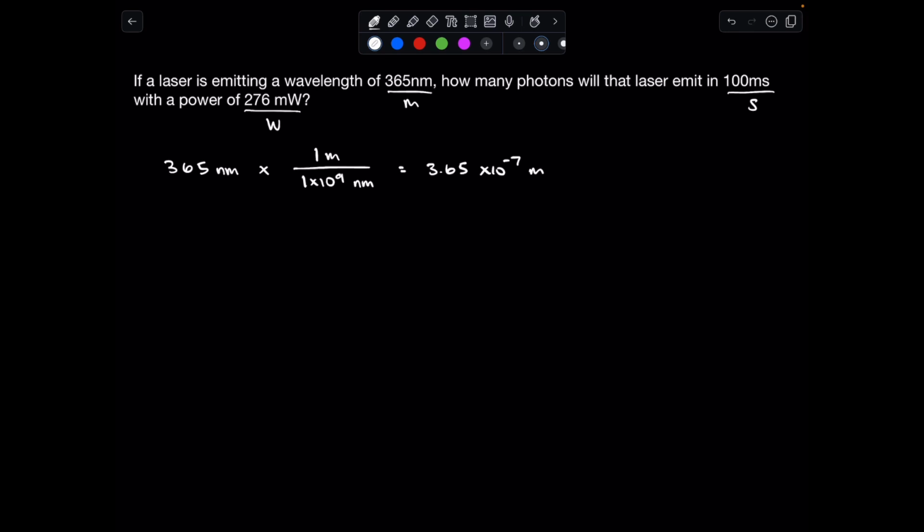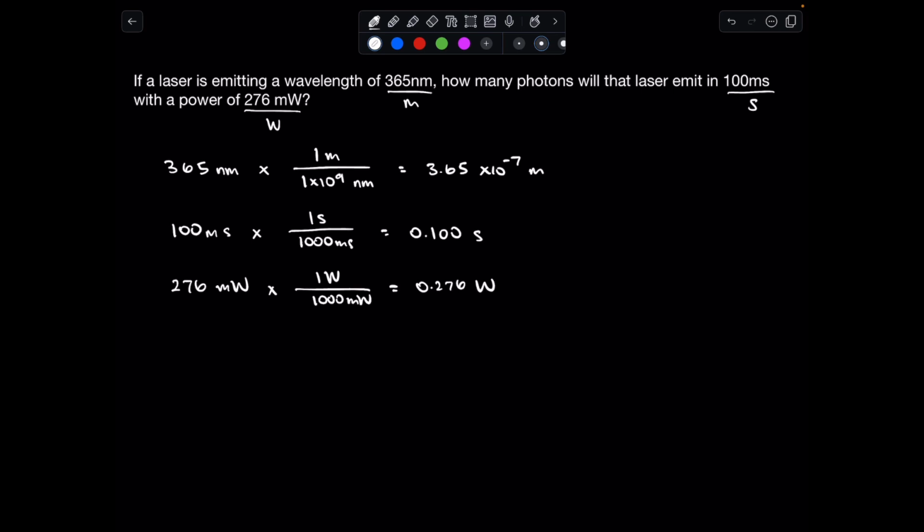Let's move on to our milliseconds. So for 100 milliseconds, we're going to multiply that by, for 1 second, we have 1,000 milliseconds. So we're going to have 0.100 seconds. And then finally for our milliwatts, we have 276 milliwatts. We'll multiply that by our 1 watt over 1,000 milliwatts. That's going to give 0.276 watts. Now that we have these in their base units, they are going to be much easier to use.